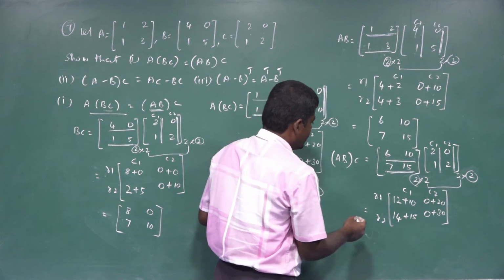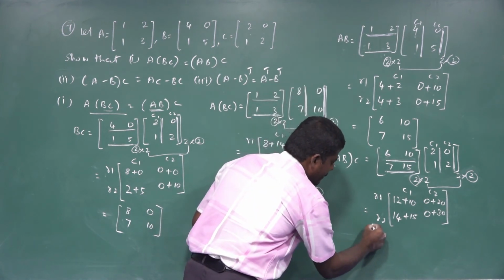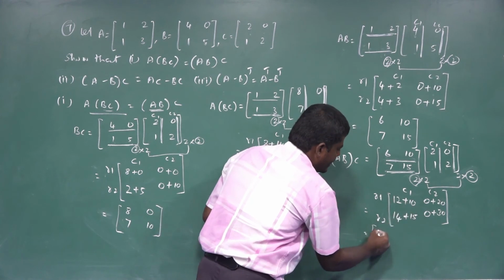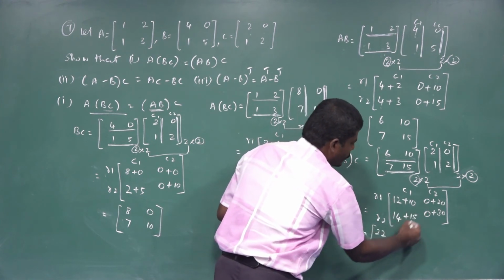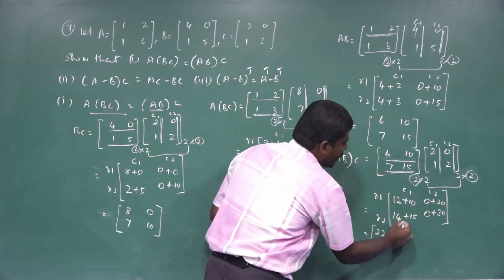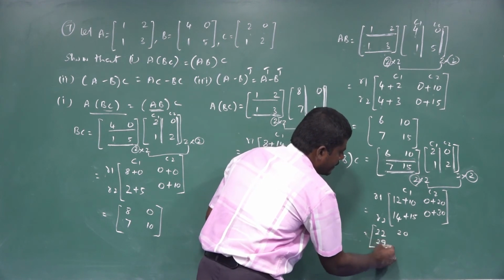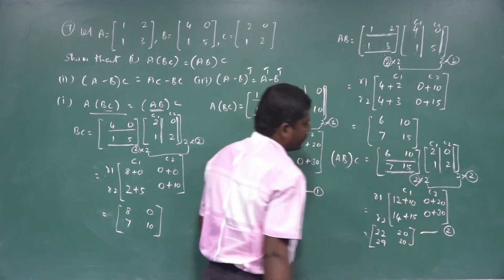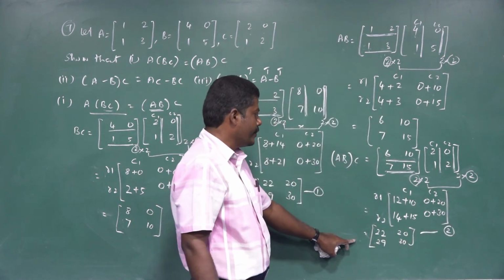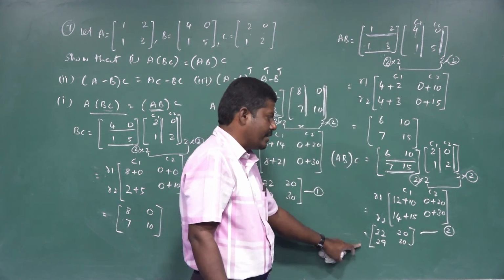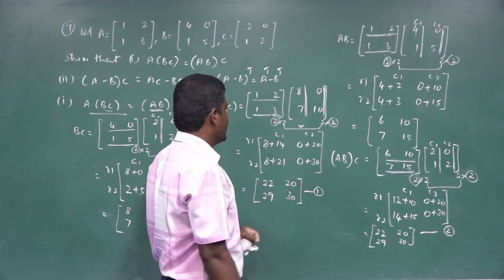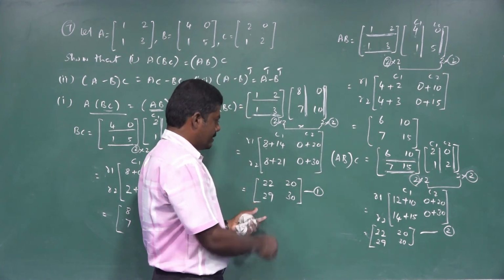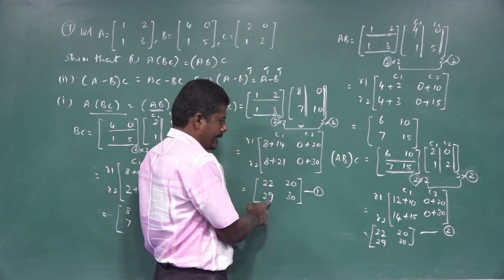Now, there is no place here. Now, 12 plus 10, 22. 0 plus 20, 20. 14 plus 15, 29. 0 plus 30, 30. This is our right side, you take 2. Now comparing 1 and 2 we get, first result, 22, 20, 29, 30.